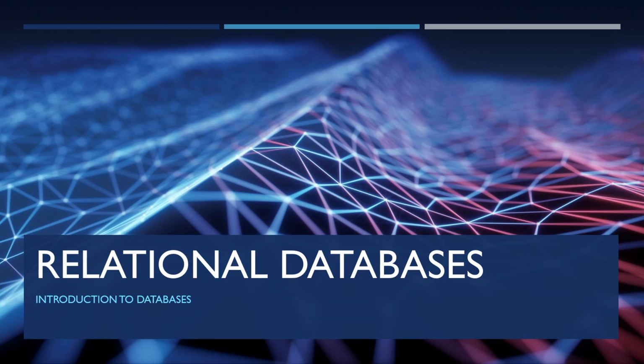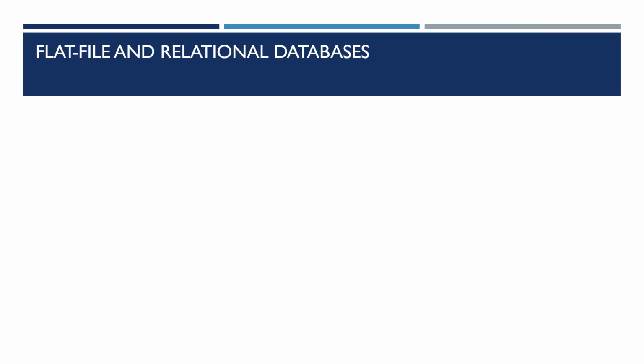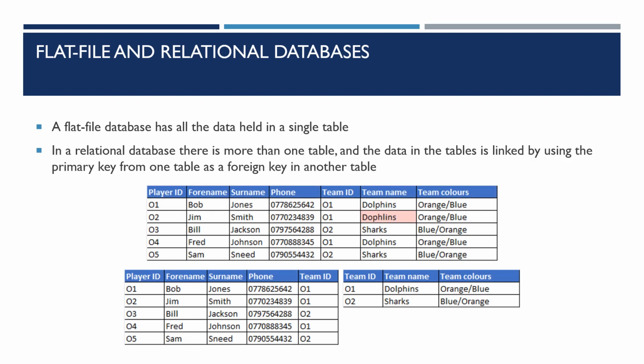This video will focus on relational databases. A flat file database is one where all the data is held together in a single table. This might be done in a spreadsheet. In a relational database, there is more than one table, and the data in the tables is linked by using the primary key from one table as a foreign key in another table.